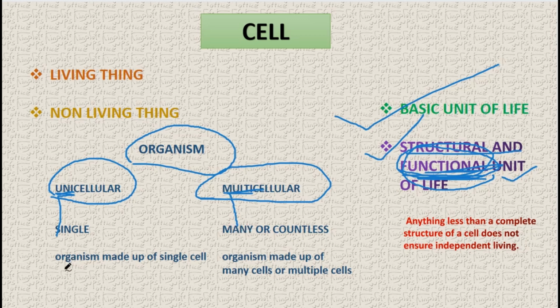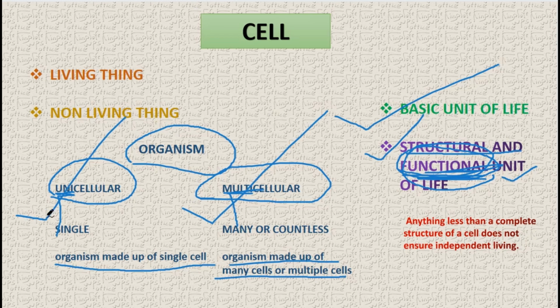Okay. So the organism made up of single cell is unicellular organism. Organisms made up of many cells are multicellular organisms. Okay. It's very clear. Now the example for unicellular or example for multicellular, we all know unicellular examples are amoeba, paramecium, euglena. Okay, and multicellular organisms, the biggest example is human.